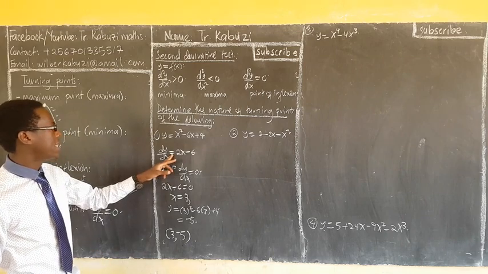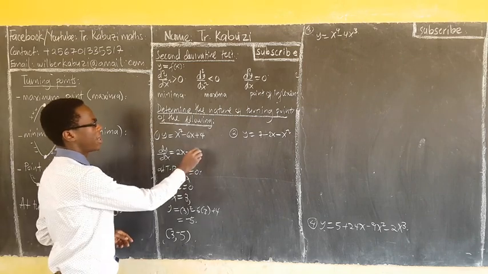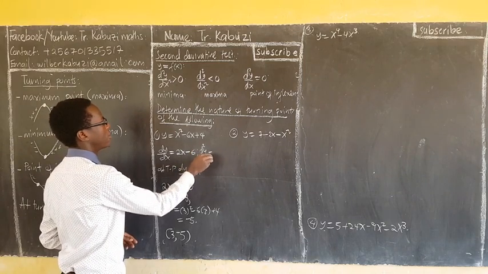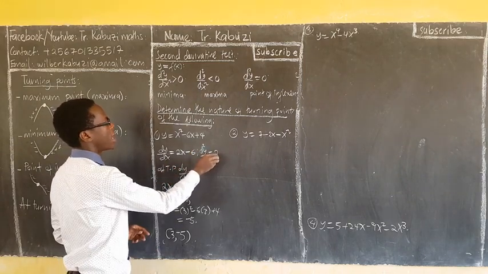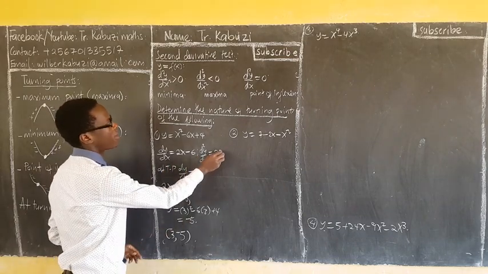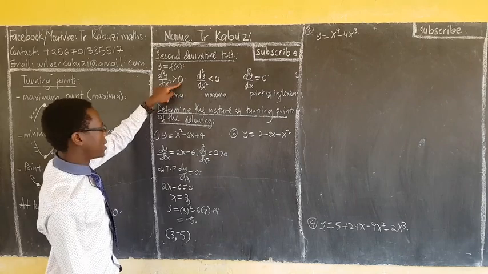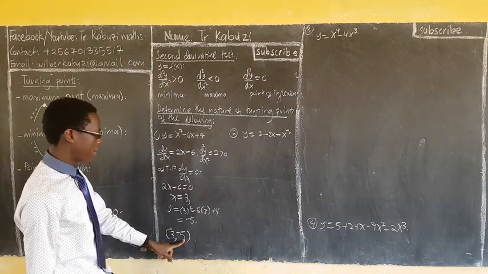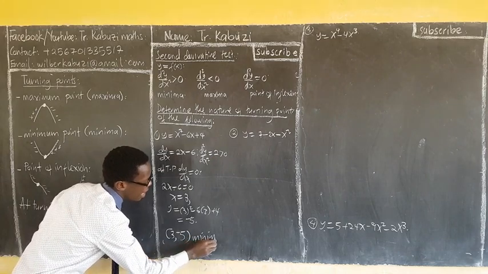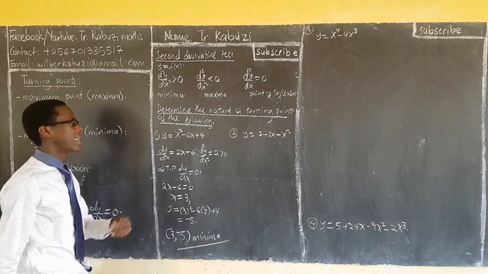So if I differentiate this now the second time, so that I have d squared y over dx squared, that is going to give me a 2. If I differentiate this, I get 2. And so this 2 is greater than 0. It's greater than 0, so we say this point is going to be a minima. So that's how we use the second derivative test.